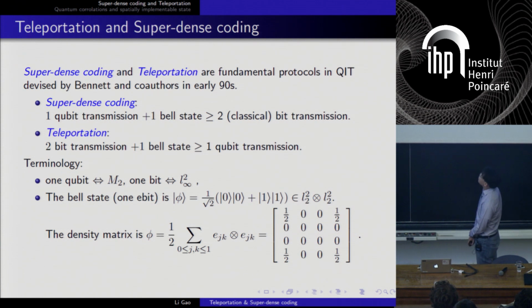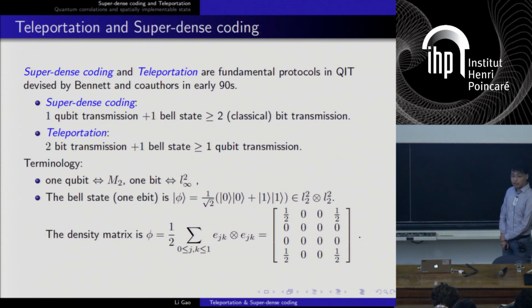A qubit here you can understand as a density matrix in 2x2 matrices, and the bits are diagonal matrices with respect to a fixed basis. And the Bell state, also called an EPR pair or sometimes ebit, because this is the standard entanglement one can have, is given by this vector in 4-dimensional Hilbert space. If you write down the density operator of this rank 1 projection, it is given by these matrices. This is just to make sure that you understand the expression precisely.